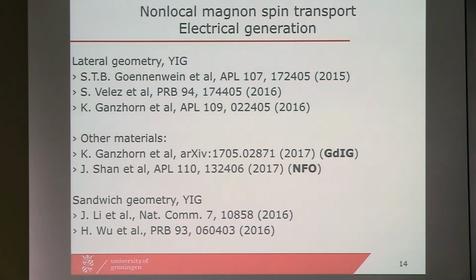I should say that what they typically find is a much lower quality of the YIG film, so much shorter diffusion length, because it's very hard to grow really nice crystalline YIG on top of a platinum film.